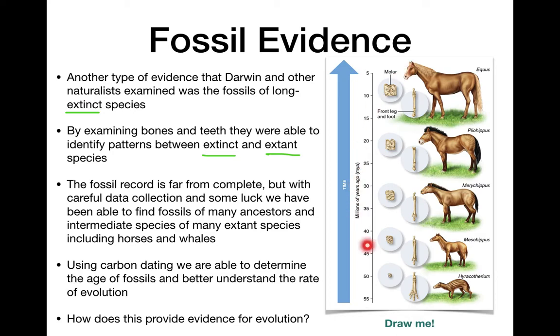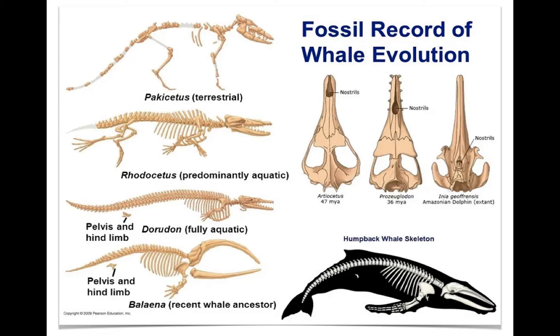So you're going to draw something like this into your notebook, please. Okay, here's another example. If you'd rather draw this one, you can draw this one too. So we have whale evolution. So here is a humpback whale with our little pelvic bone here we talked about last class.